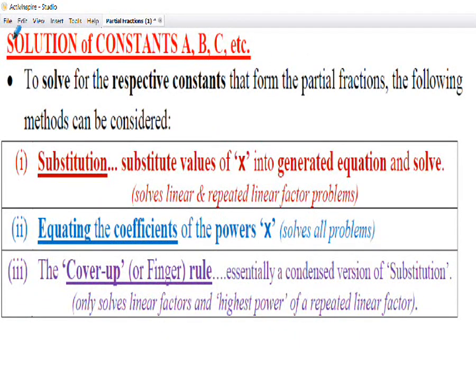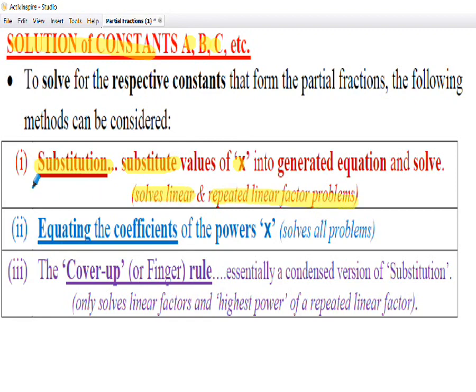There are three methods for finding the constants, the a, b's and c's in our partial fractions, and we'll consider all of these methods in the solutions we're going to look at. The first one is substitution. This is where we will rearrange an equation and we will substitute values of x into it to solve for the a, b's and c's. We can use this for linear factors and most repeated linear factor problems.